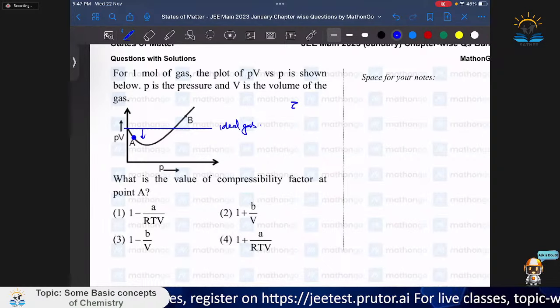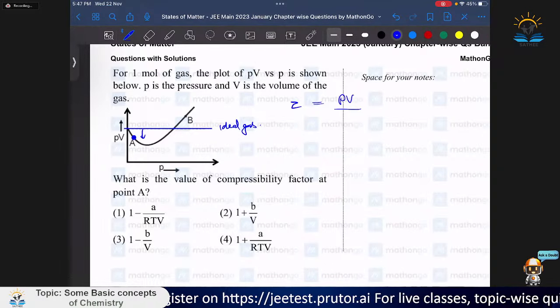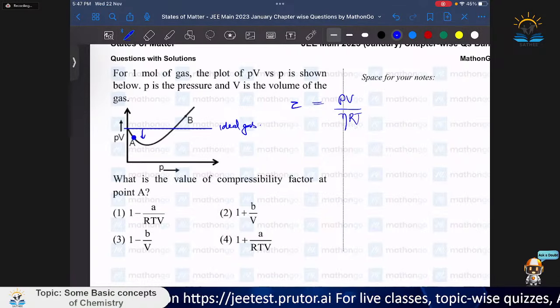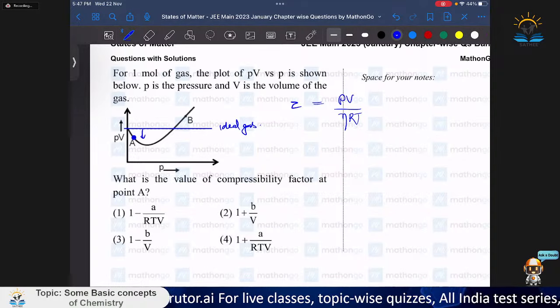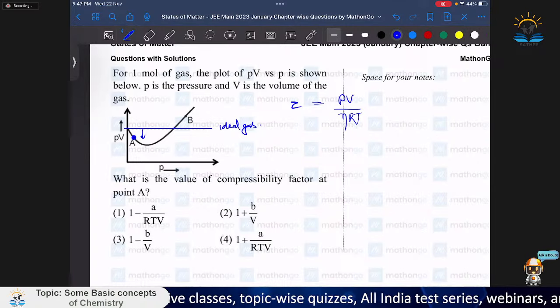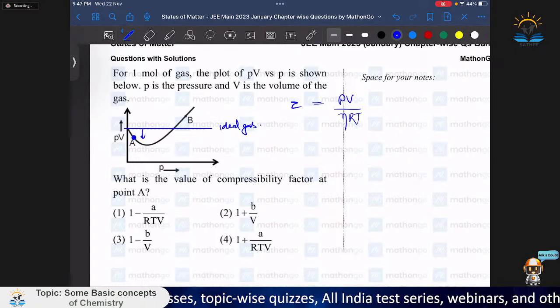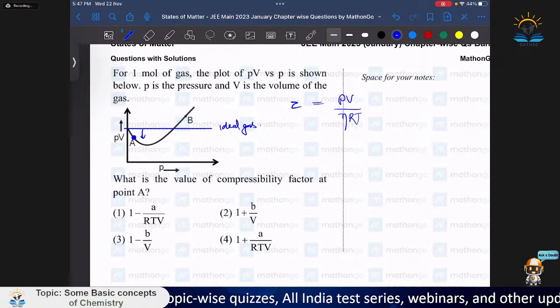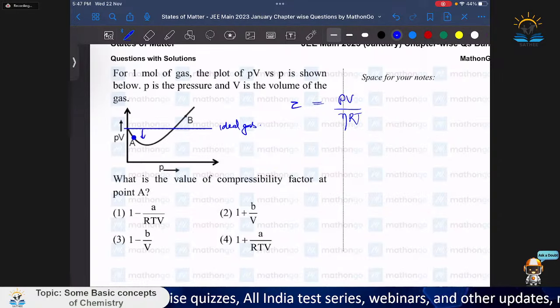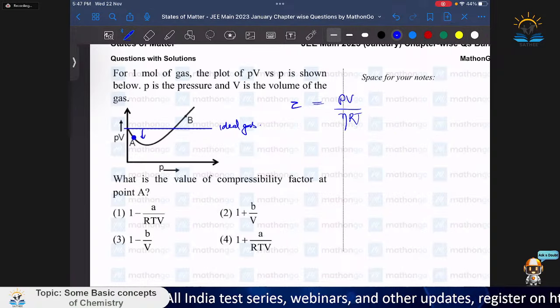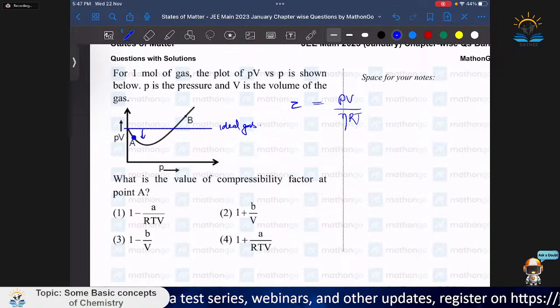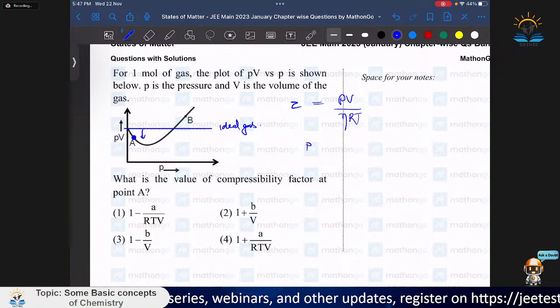Compressibility factor is Z, which is PV by nRT. This is what compressibility factor is. So at A, which means at lower pressure, your pressure is less. Just try to imagine at less pressure, the compressibility factor will be what? What can you neglect?